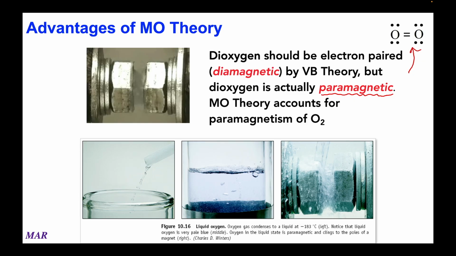By the way, valence bond does a great job with dinitrogen, N2. When you do its Lewis structure, everything's diamagnetic, and nitrogen goes through the magnet no problem. But there are some issues, and oxygen is a classic example of where the valence bond theory kind of breaks down. So let's look at molecular orbital theory and see how it can predict the paramagnetism of O2.